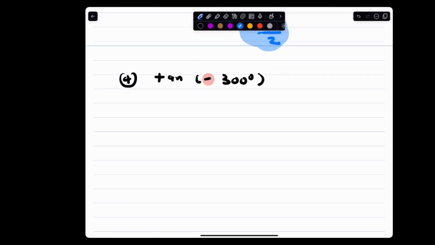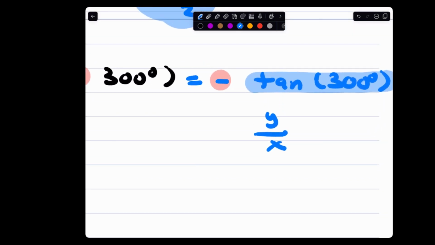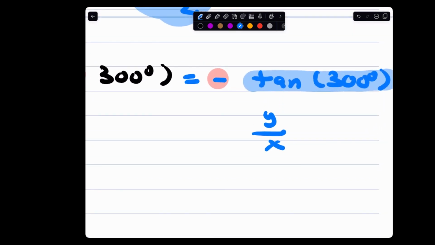And let's remember, when it's tangent, what do we get to pull out? The negative sign, and then we find tangent of positive 300 degrees. So we pull out the negative sign. We just need tangent 300, and then tangent's going to be, again, the y coordinate over the x coordinate. So we're going to focus here on the right side. So we just need tangent of that 300 degrees.